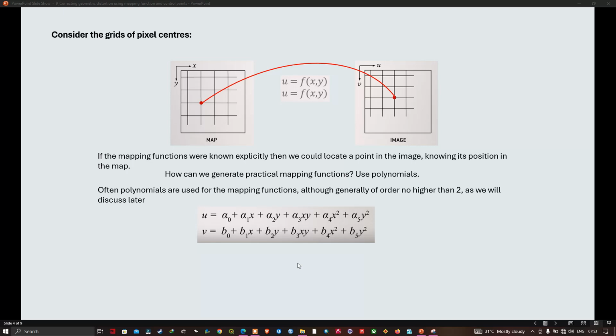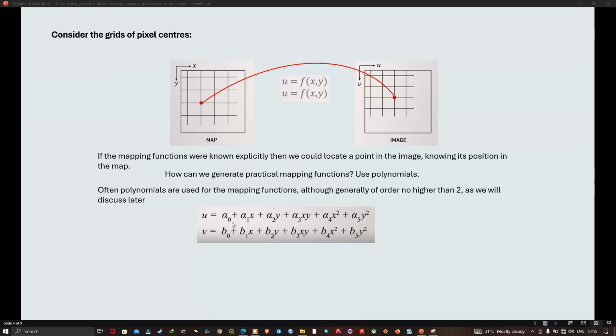So what sort of functions should we use for this? Well, the simplest are the polynomials. Here we show the mapping functions expressed as polynomials. In this case the order, or degree, is 2. In principle any order could be used, expecting that a higher order will give a more accurate result. However, higher order polynomials introduce their own problems, as we will see later. The unknown coefficients to be found using the control points are the a sub zero and the b sub zero terms.